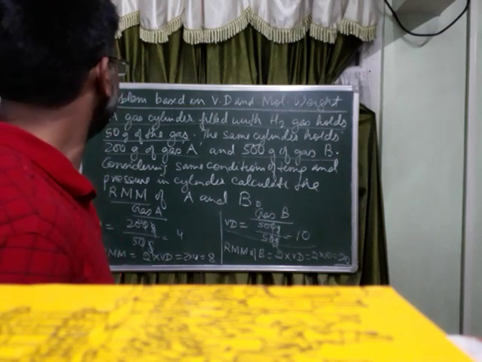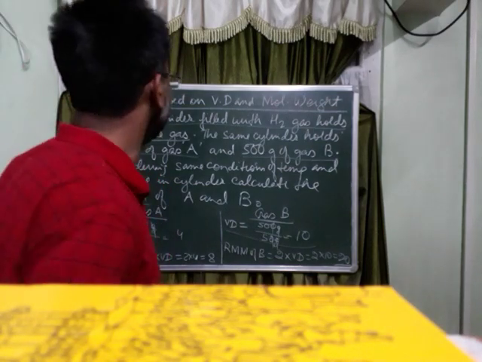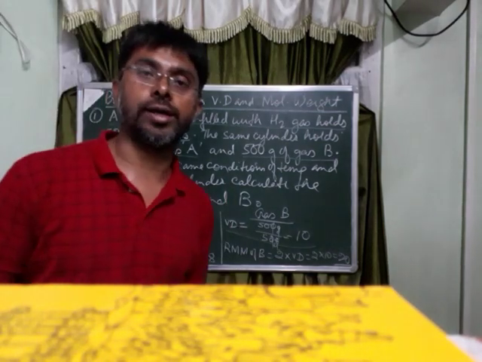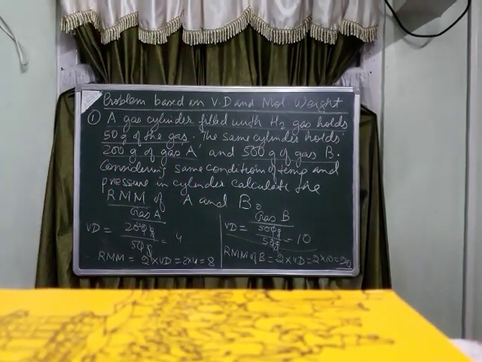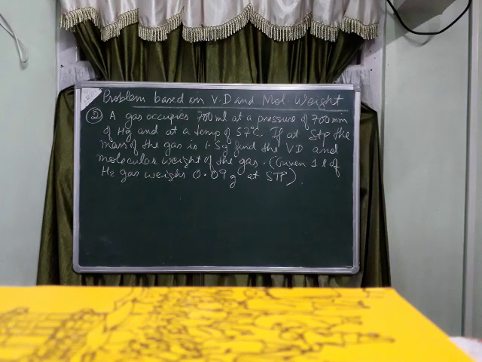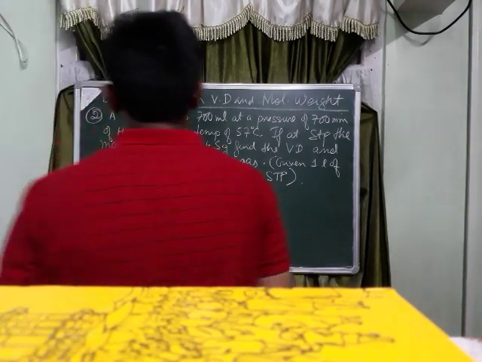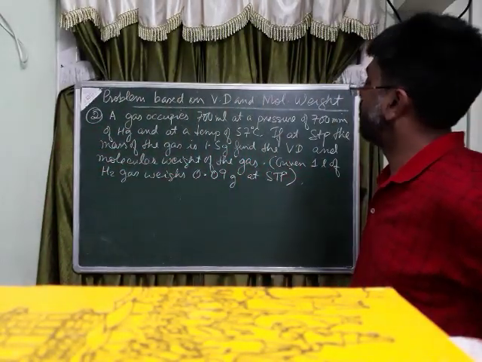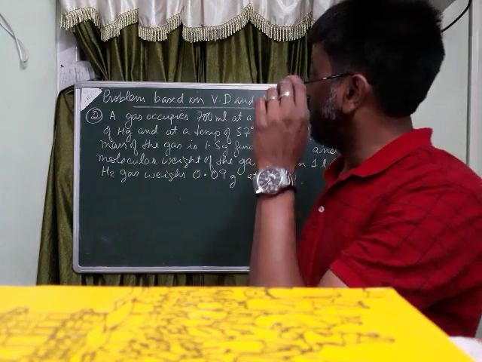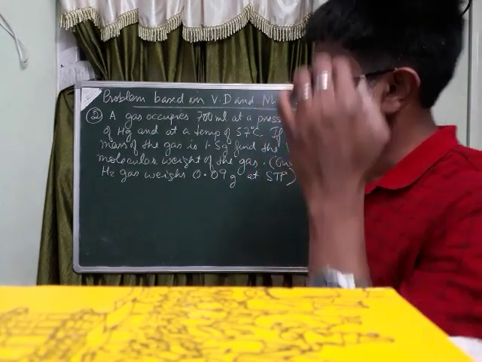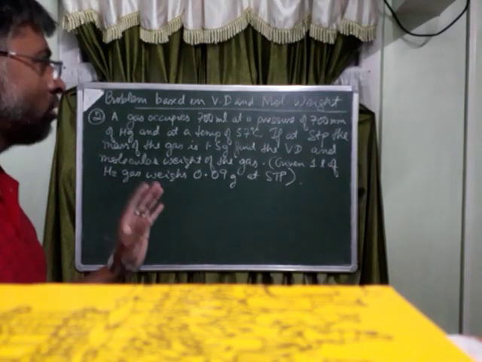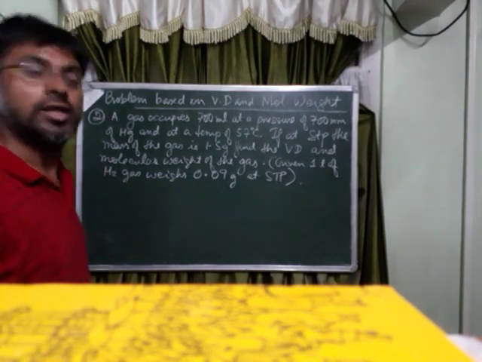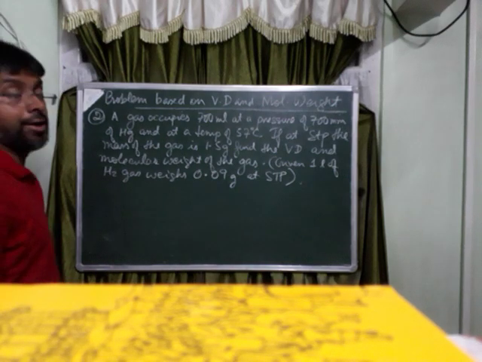Okay. Now let me do one more problem based on vapor density and molecular weight. First let me write down the question. This is the second problem based on vapor density and molecular weight. It looks like a lengthy sum. Please copy this sum carefully and try to understand what the question is trying to say. I am reading it out.